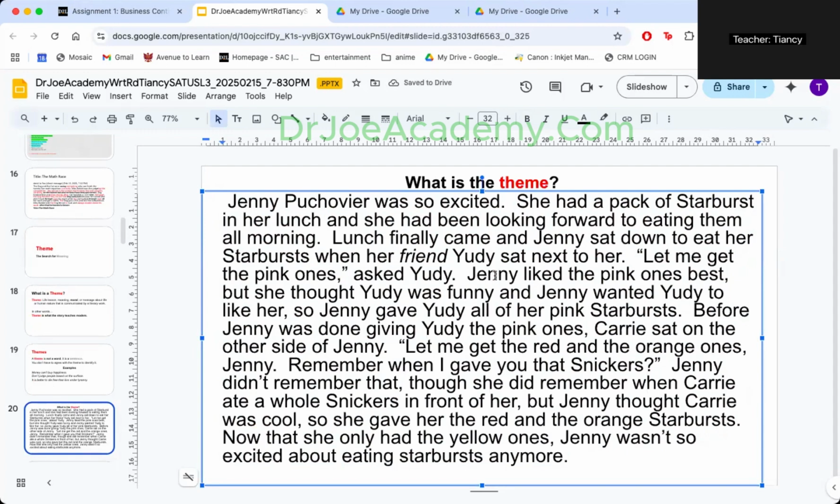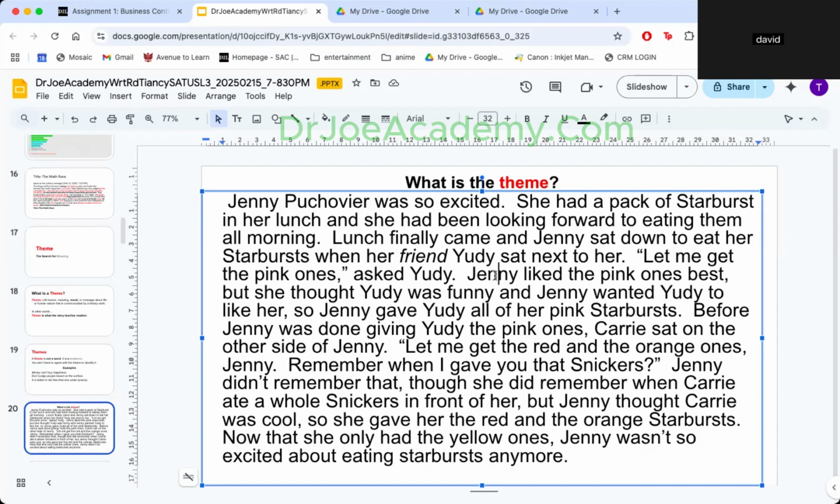Let's do this together. Jenny Putchover was so excited. She had a pack of Starburst in her lunch and she had been looking forward to eating them all morning. Lunch finally came and Jenny sat down to eat her Starburst when her friend Judy sat next to her. "Let me get the pink ones," asked Judy. Jenny wanted Judy to like her, so Jenny gave Judy all her pink Starburst.